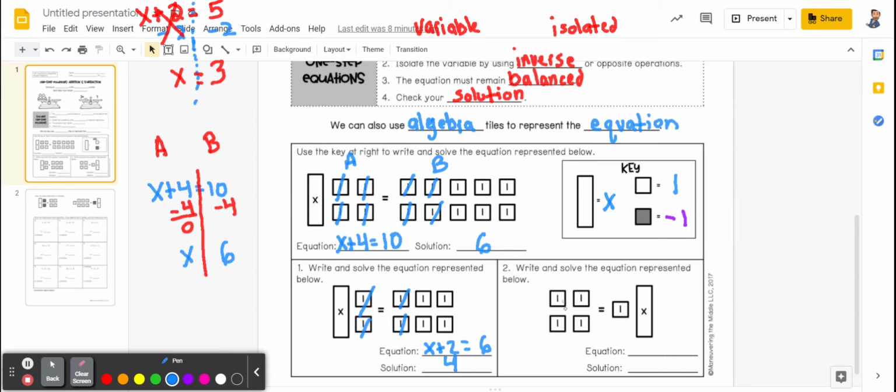Number 2, we have 4 over here. This time we have 4 equals, and this would be x plus 1, or 1 plus x. Okay. All right. So let's get x by itself. We have to subtract this one, right? And then subtract 1 over here. And what's left? Well, 3. 3 plus 1 equals 4.